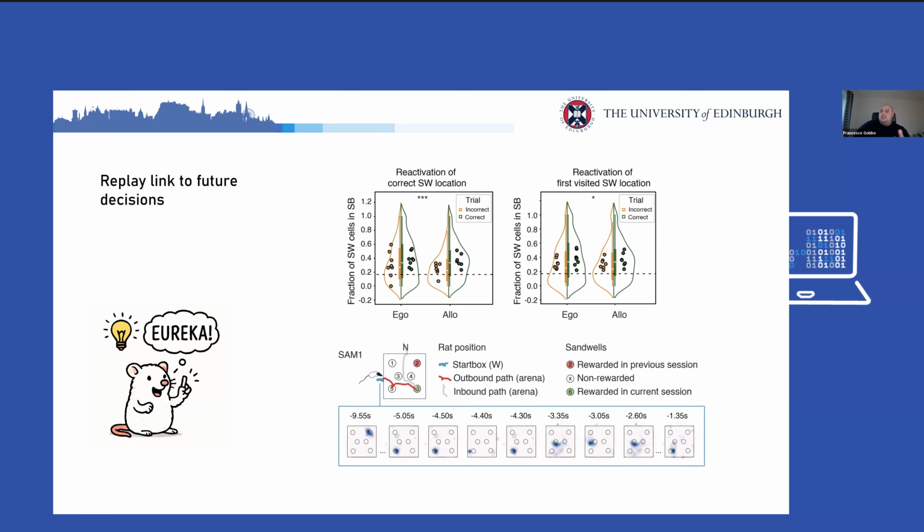And this was before any previous knowledge of the location of the rewarded well. So this, for example, is an example from the first learning trial. The animal has no experience of where in that session the rewarded well would be, and still we find comparable reactivation of sandwells even in this absence of prior knowledge. So the animals of course have knowledge about the arena, but not about which is the rewarded well, and we still find activation of the possible sandwells.